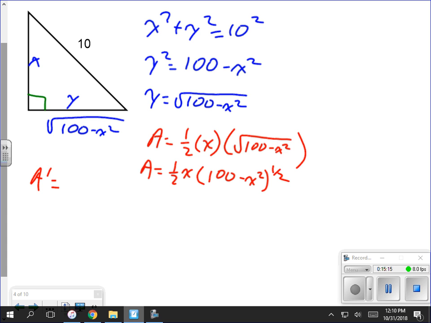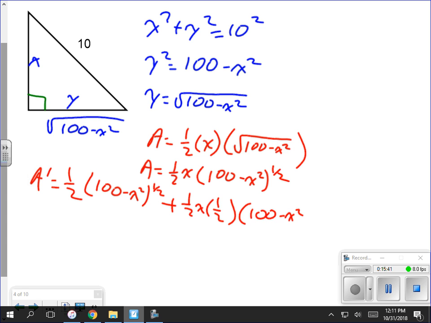A prime: derivative of the first term, 1/2, times the second term, (100 minus x squared) to the 1/2 power, plus the first term times the derivative of the second term. Bring down the 1/2 power, reduce the power by 1, times the derivative of the inside.